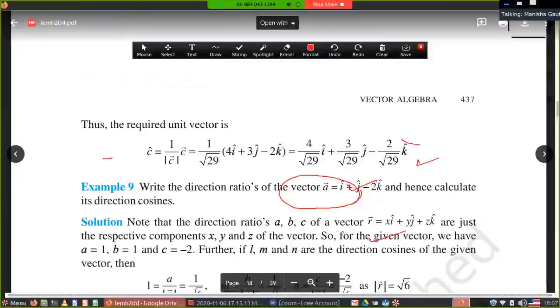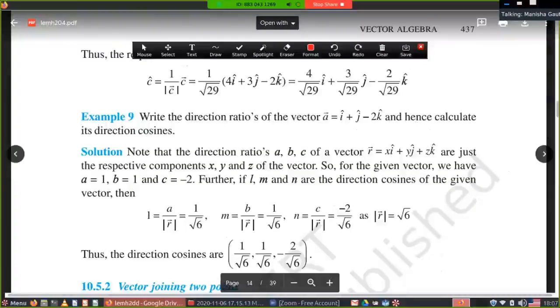Now write the direction ratios of the vector A, which is equal to this, and hence calculate its direction cosines. How to calculate the direction ratios? Direction ratios means the scalar components of i, j, k. Here a is 1, b is 1, c is -2. These are the direction ratios.